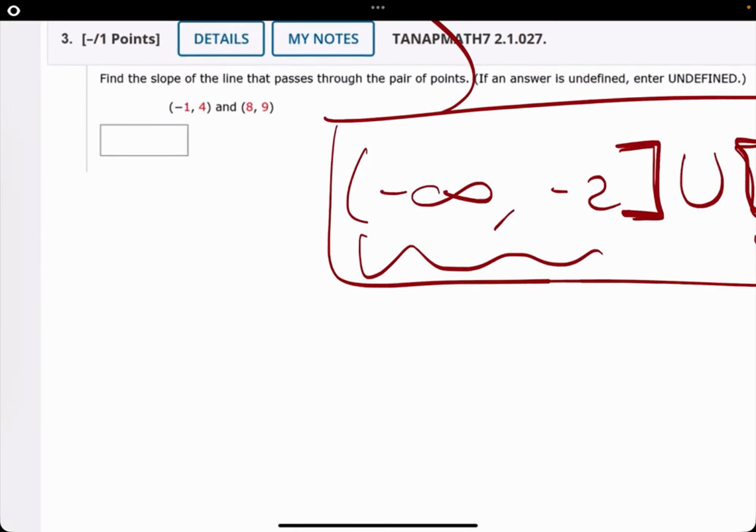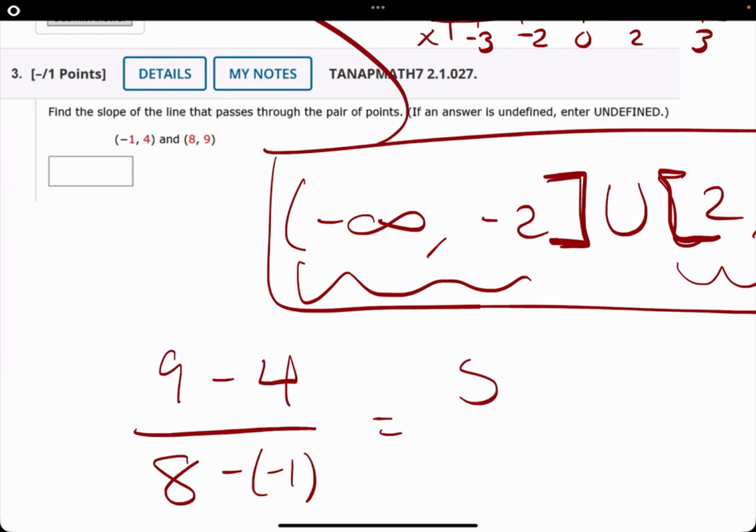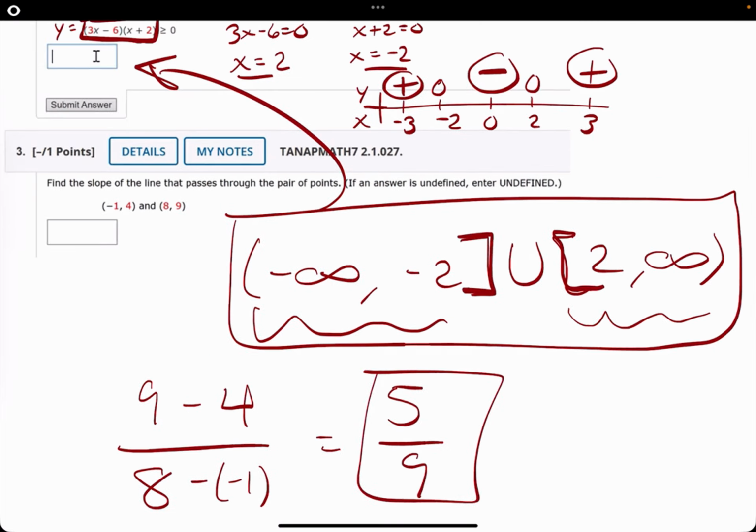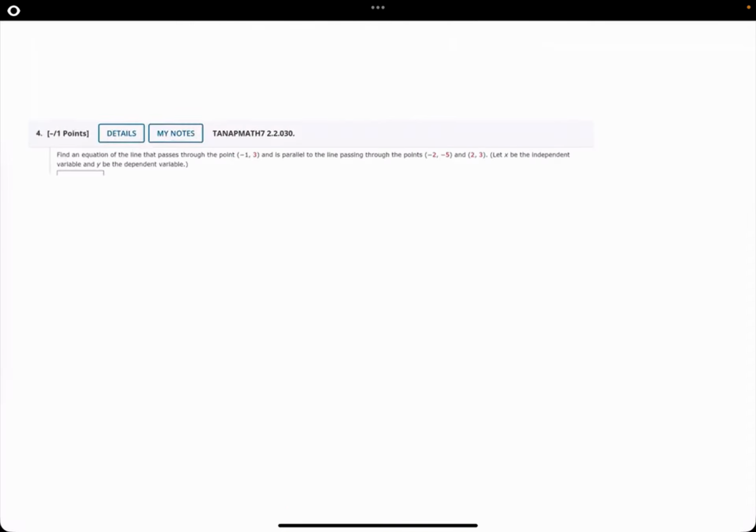So let's see if we can do number 3 here. Sorry for the bad formatting. Find the slope that passes through the pair of points. y2 minus y1 over x2 minus x1. That's your slope formula. I expect y'all to know that by now. 5/9 is the slope that passes through those 2 points. y2 minus y1 over x2 minus x1. Let's keep it going. Number 4.